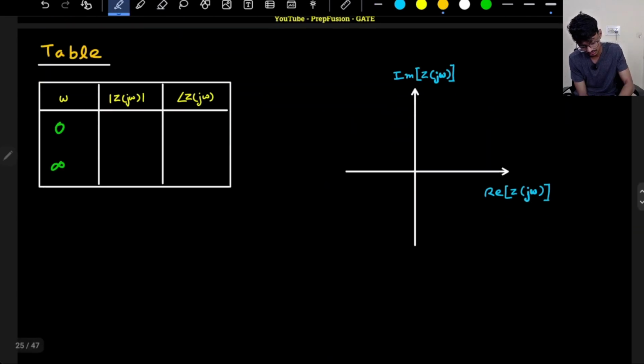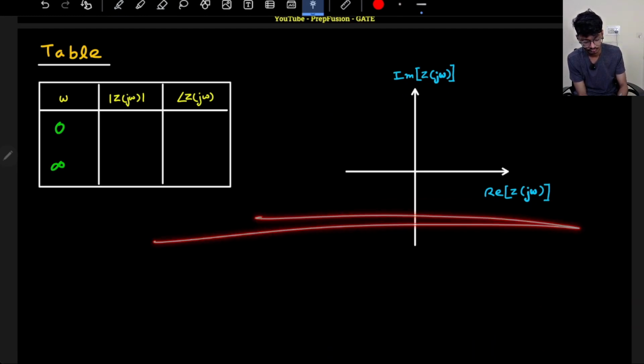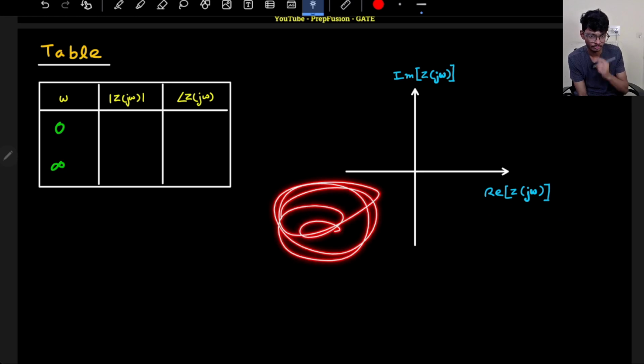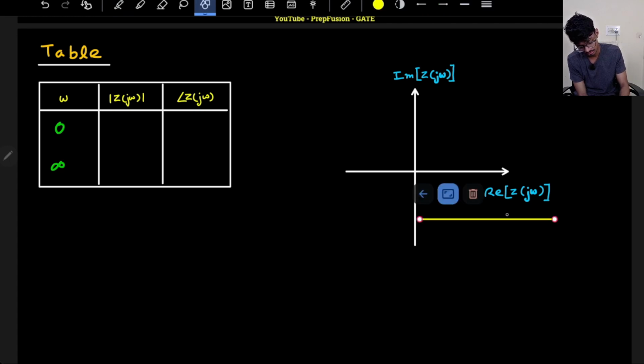So y is equal to minus 1 by omega c. It is somewhat negative here, and this is always present. This y value will always be at minus 1 by omega c. The x value will vary. The x value can never go negative, because it is a resistance. It can start from 0 to infinity. So basically your plot will be something like this.